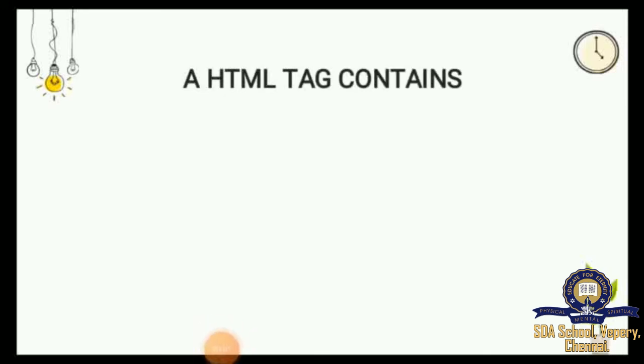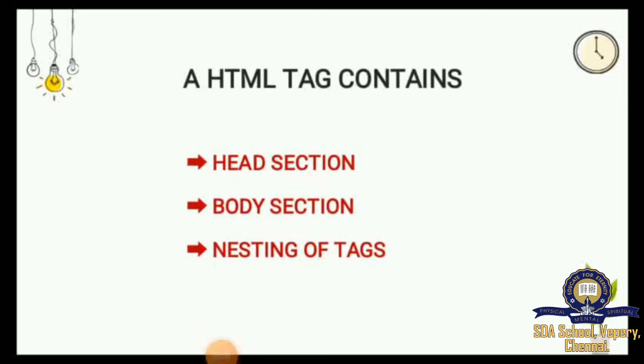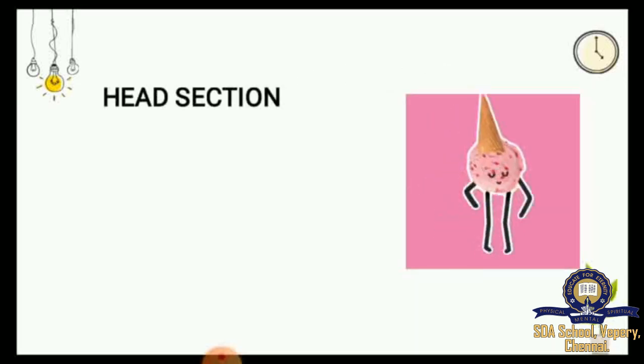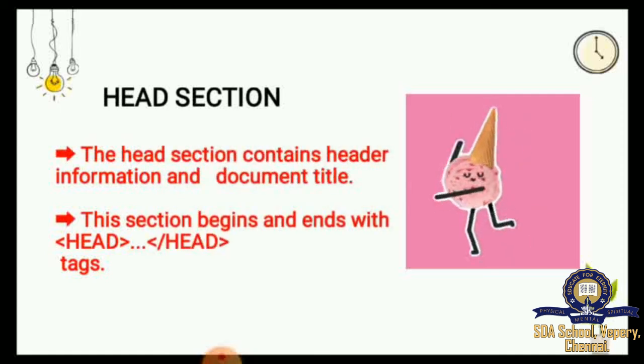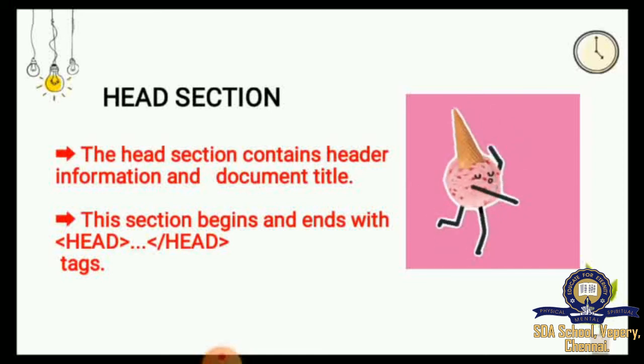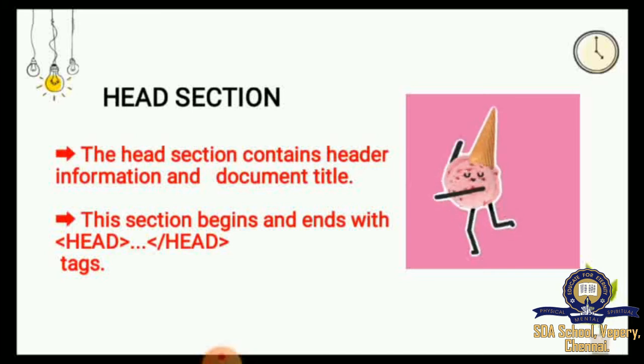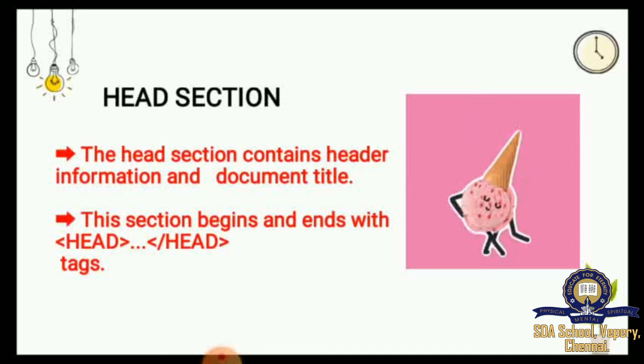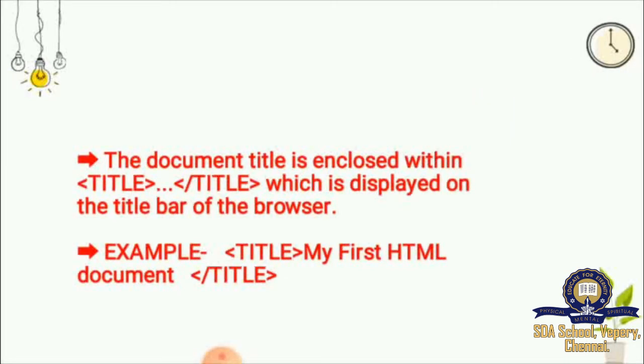An HTML tag contains three sections: head section, body section and nesting of tags. First we are going to see the head section. The head section contains header information and the document title. This section begins with the starting tag of head and ends with the ending tag of head. The document title is enclosed within title, which is displayed on the title bar of the browser.